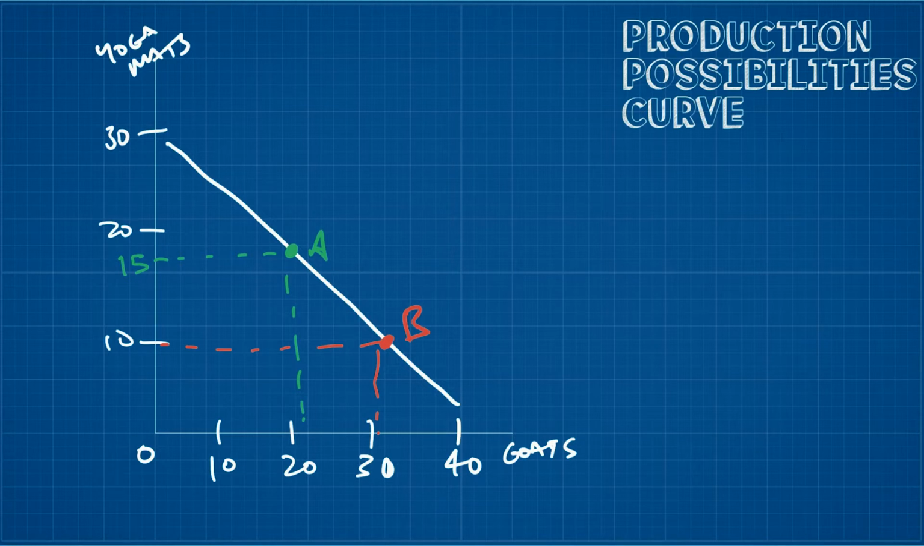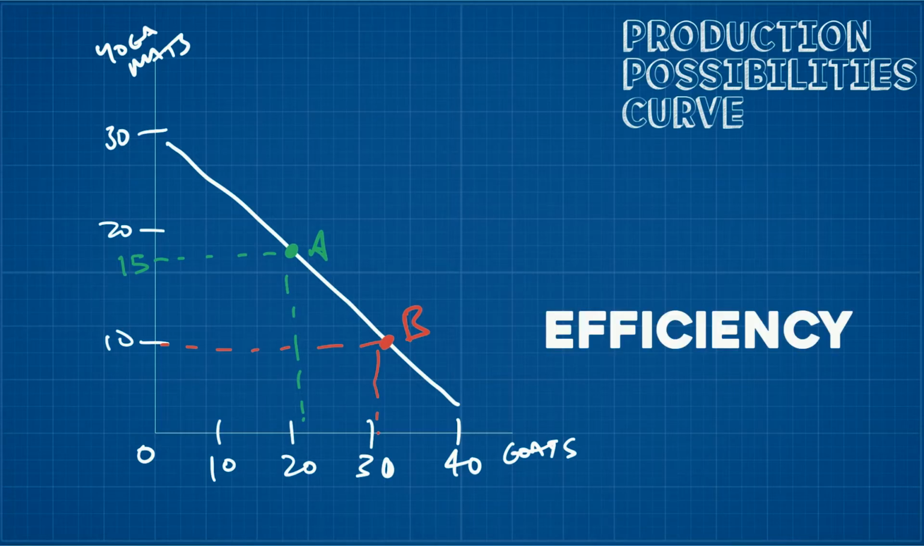Now here's the thing. If our company produces at either of these points, point A or point B, or for that matter, at any point along the production possibilities curve, that means that we are operating in what's known as efficiency. If an economy is efficient, that means there are no missed opportunities anywhere along the curve.